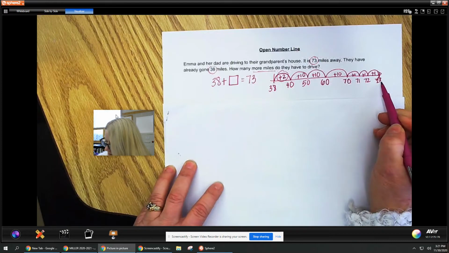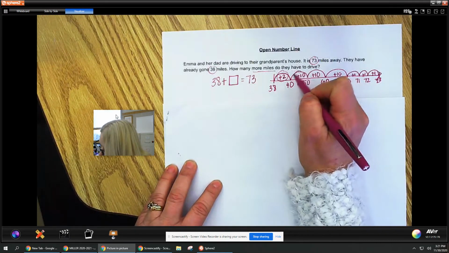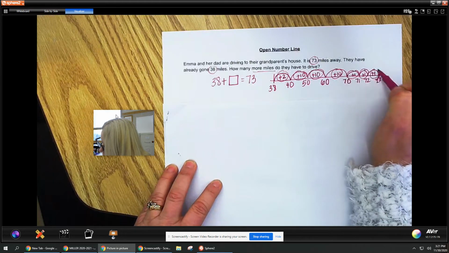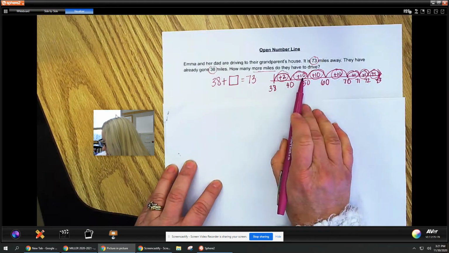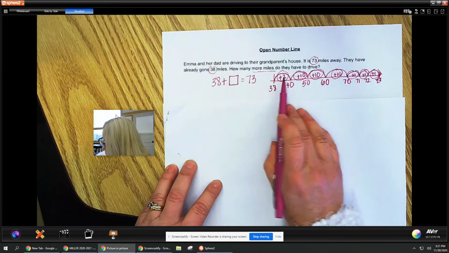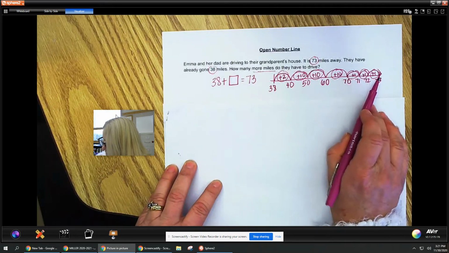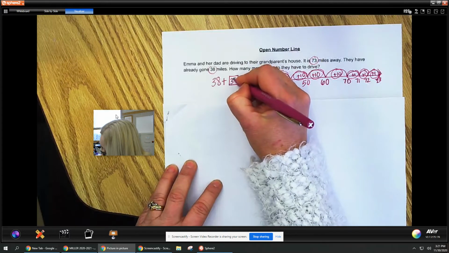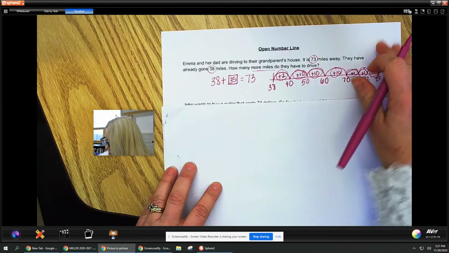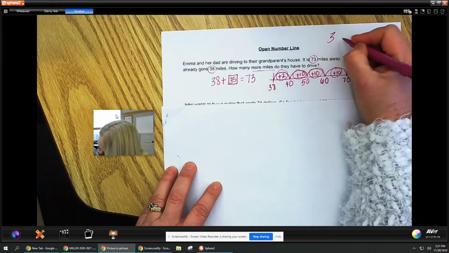So your answer is not 73. Your answer is all of these jumps added together. It would be, if I take my 10s first, I have 10, 20, 30, 32, 33, 34, 35. So my answer would be 35. Now I'm not done yet. I have to have 3 points is what I'm looking for.